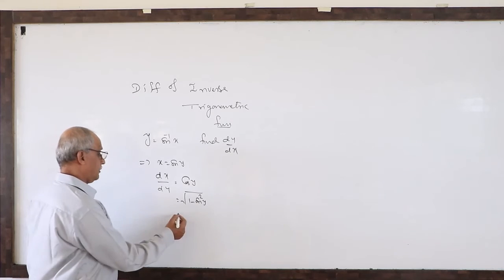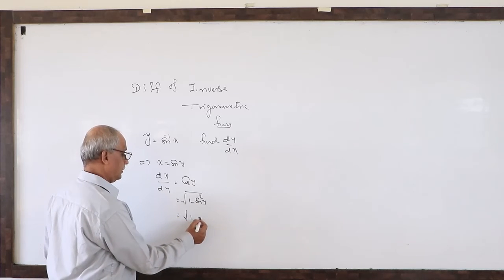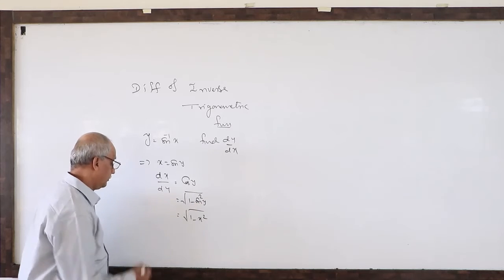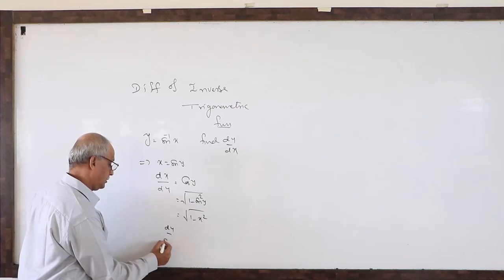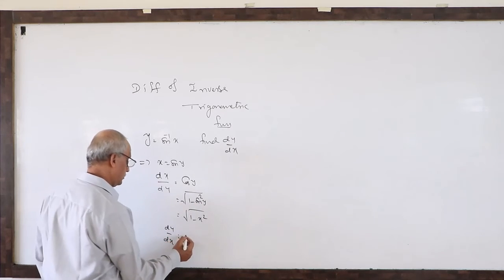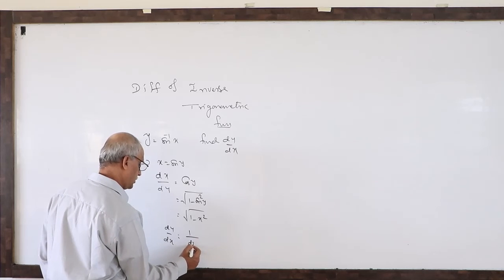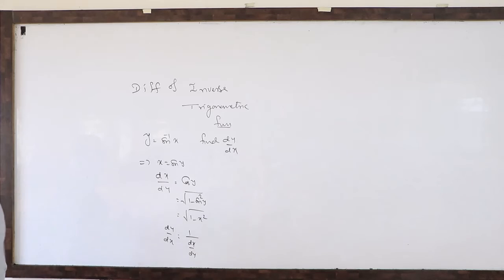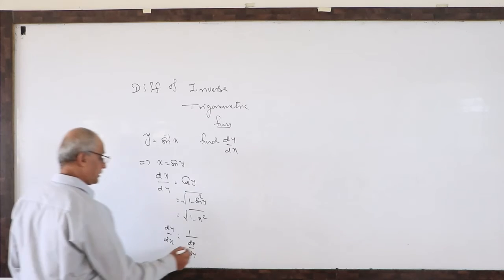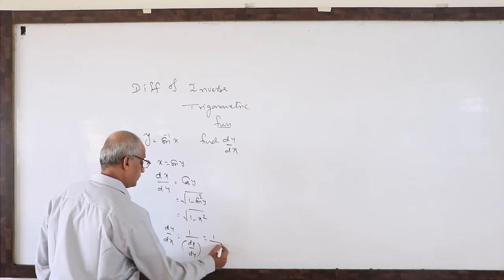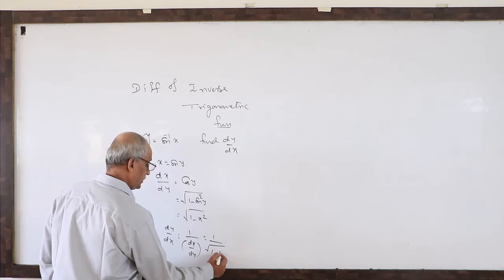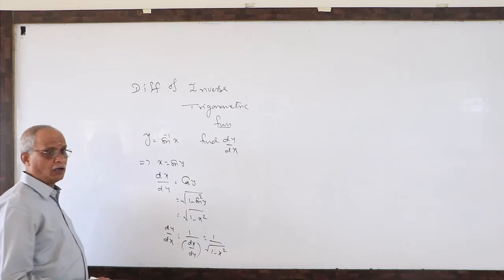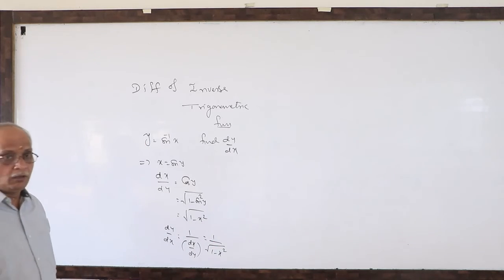And what is the sin y here? Root of 1 minus x square. We want dy by dx. dy by dx is equal to 1 by dx by dy only; the ratio will be reversed. This is a common method for all the 6 functions.